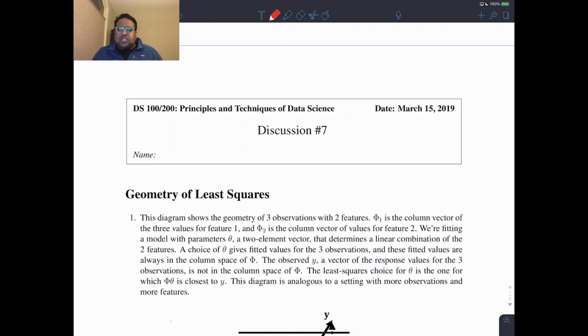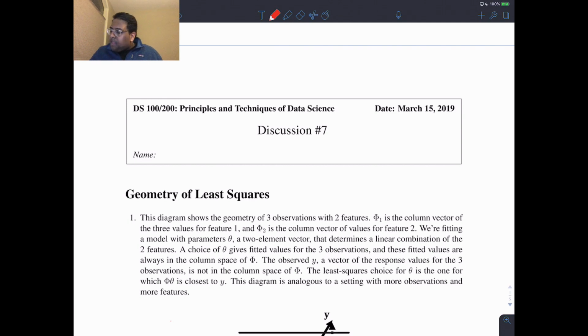Hey everyone, it's Suraj, and today we're going to be walking through discussion 7 of the spring 2019 iteration of Data 100. In this discussion, we will be talking about the geometry of least squares and thinking about how we can arrive at the solution to the least squares problem. We will also talk about gradients and work through some common gradients that you'll need to know for this class.